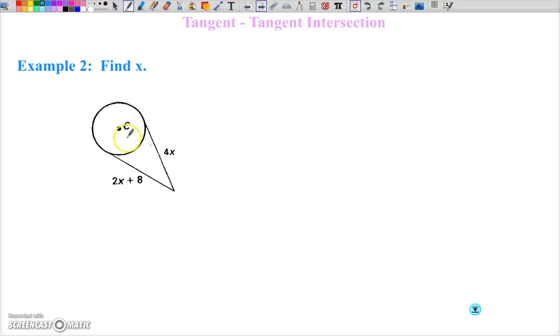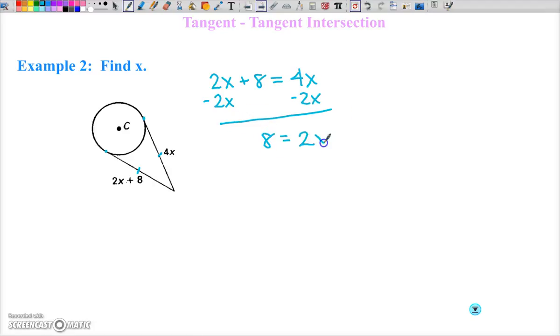Now the second type you may see looks kind of like an ice cream cone problem. So this would be your point of tangency here and here, and that makes these congruent. So all you're going to do is take your 2x plus 8, set it equal to 4x, and then solve. Easy peasy. So these are probably the easiest ones. Divide by 2 on both sides. Those undo one another, leaving you with x equals 4 as your final answer.